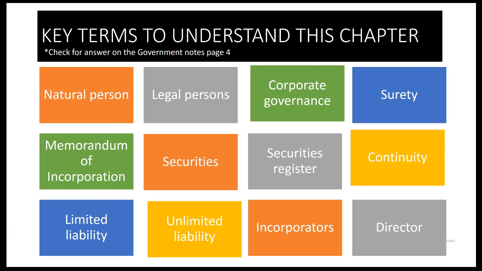Then we have directors and shareholders, also at the very bottom. What is the difference between a director and a shareholder? A director is basically managing the business, and he or she sits on the board of directors of the company. While a shareholder is someone that owns a part of the business because he or she bought shares. And shares are also called securities or stock.